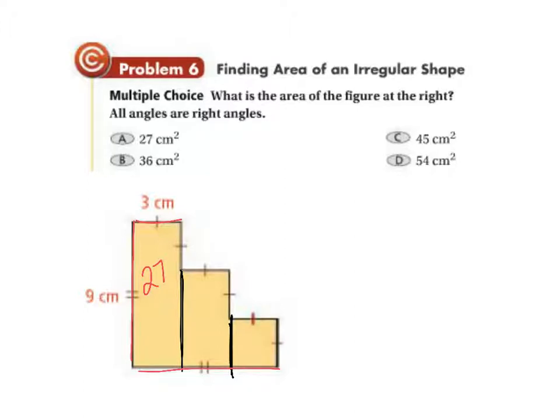On this middle piece, I know that this is still 3, but the question is, what's this? Notice the whole thing is 9, and since this is a single hash mark right here, it's 3 units. So subtract out the 3 units and you've got 6 units. So this is a 3 times 6. That's 18.